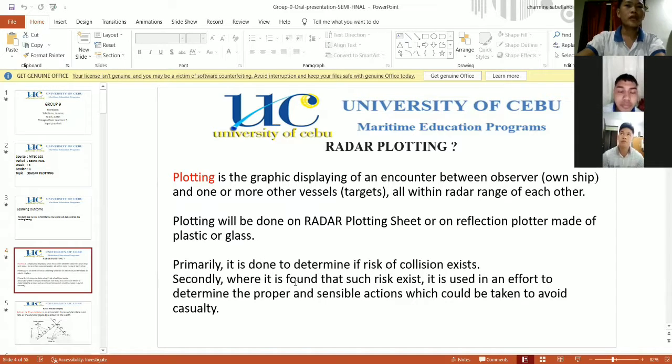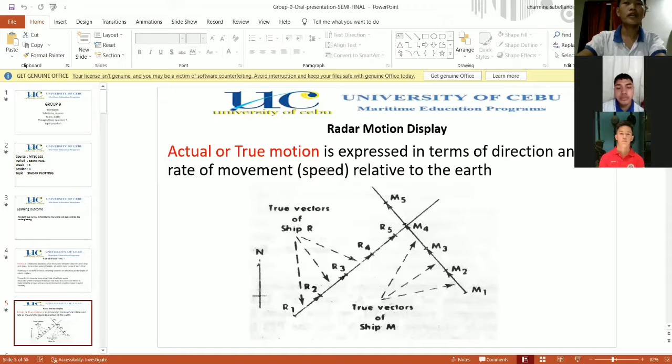Secondly, where it is found that such risk exists, it is used in an effort to determine the proper and sensible action which could be taken to avoid casualties. So here, the radar motion display.